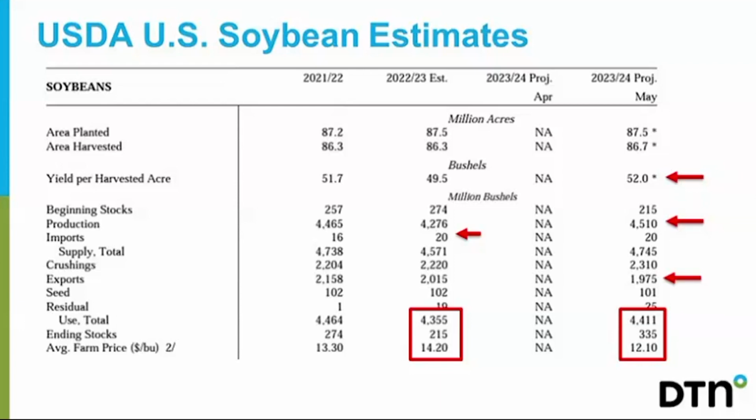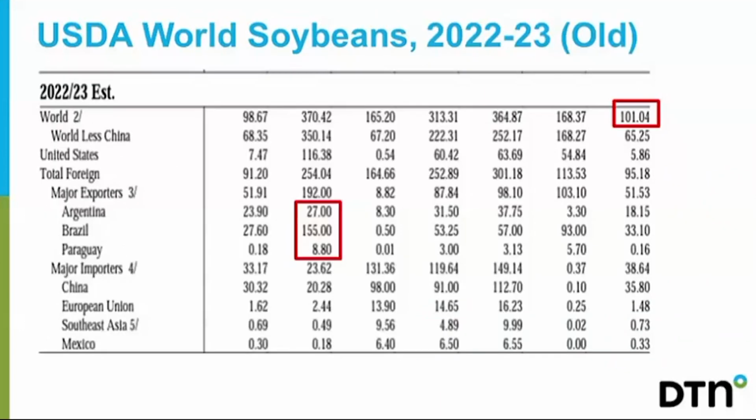Average farm price, USDA is looking for $12.10 a bushel in the new season. That compares to $14.20 in the current season. So obviously more supplies, a smaller farm price, and that's what we're seeing in USDA's estimate here on Friday.